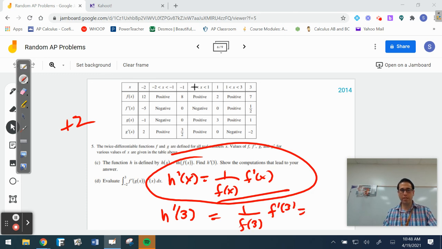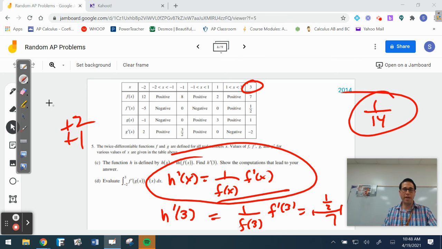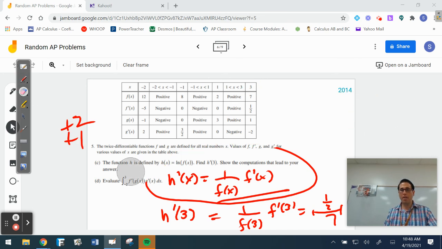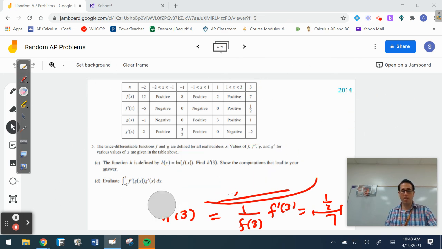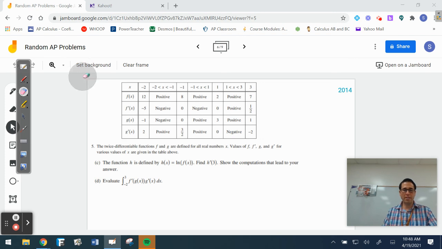f prime of 3 goes upstairs. f prime of 3 is 1/2. That's upstairs over f of 3. What's f of 3? Just reading my table, it's 7. So I got 1 over 14. That would have been the third point. Okay, and once again, hopefully you're hitting pause and you're able to do these things.